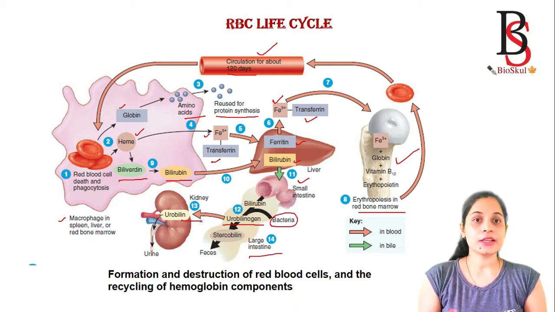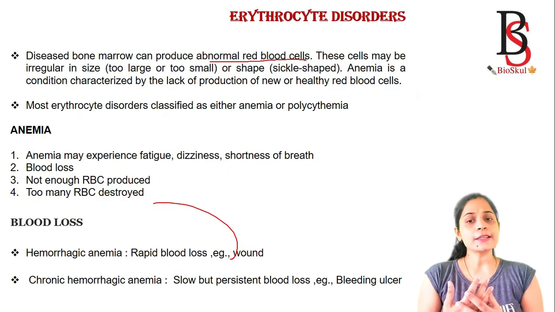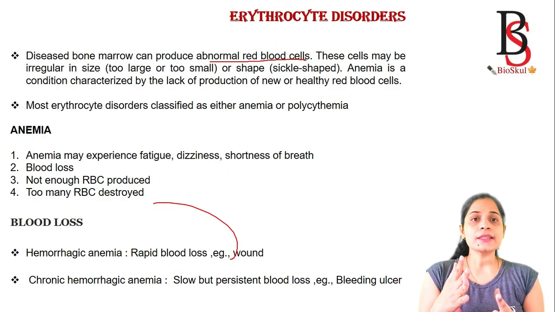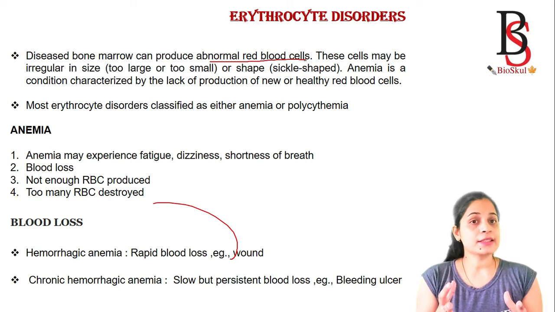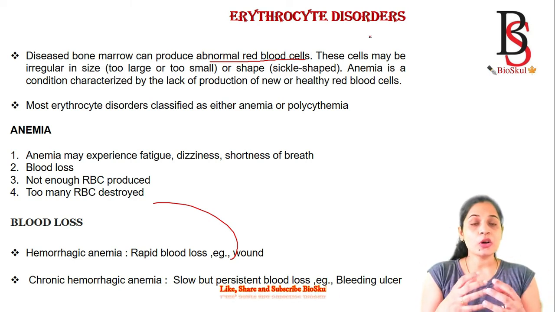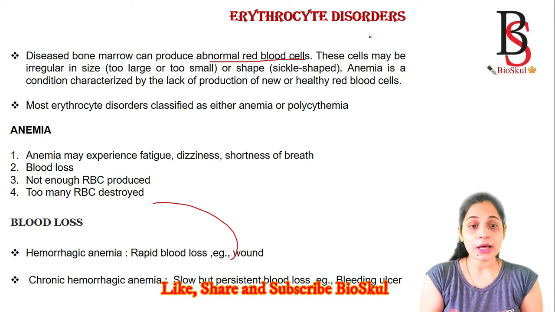So now we'll see the disorders of erythrocytes. Disease in the bone marrow can produce abnormal red blood cells. These cells may be irregular in size, that is, the size may be too large, or it may be too small, or there may be a change in the shape of the RBC.